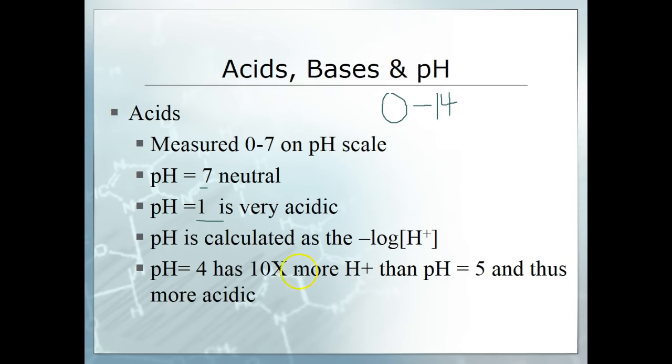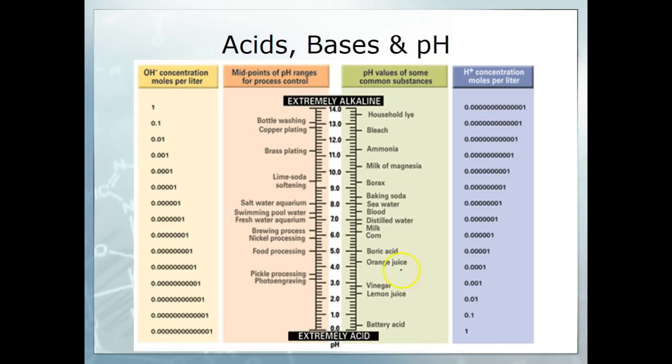And it's a base 10 scale, meaning every step on the scale means you're 10 times higher or lower in the number of H plus ions. Okay, so if we have a pH of 4, you have 10 times more H plus ions in the solution than a pH of 5. And if you have a pH of 3, you have 100 times more H plus ions than a pH of 5.